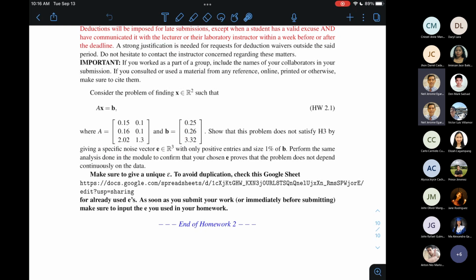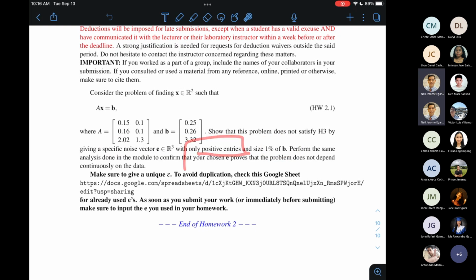Alright? So matututunan natin later ano yung mga hinahanap natin para dun sa specific noise vector para ma-prove na itong problem na to ay ill-posed. Kaya lang gusto ko iba-iba kayo ng noise vector na ibigay. Ang only requirement ko lamang sa noise vector E, isa siyang vector na tatlo yung components. Ang relative size niya ay 1%. We'll also talk about it within the week.